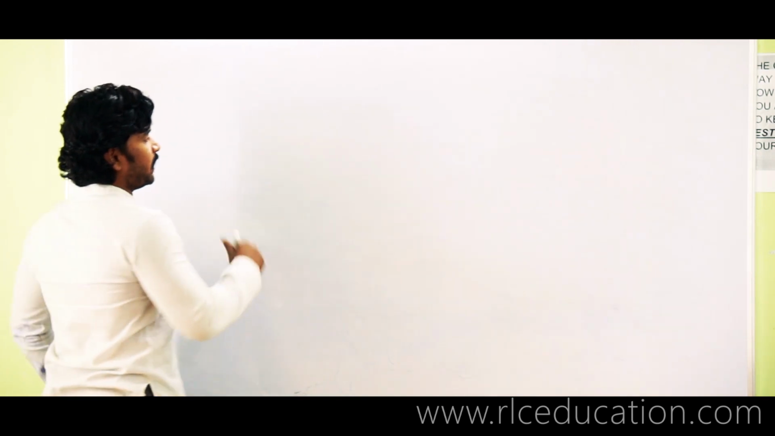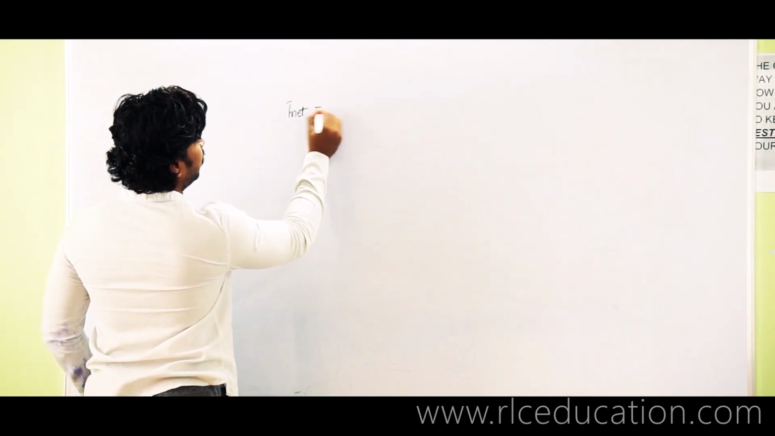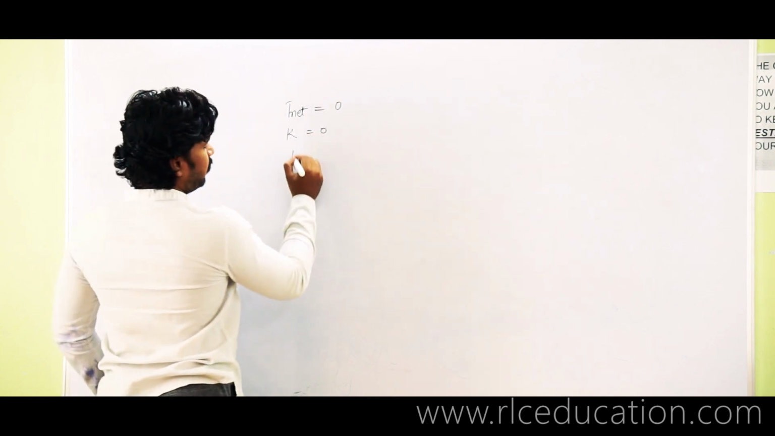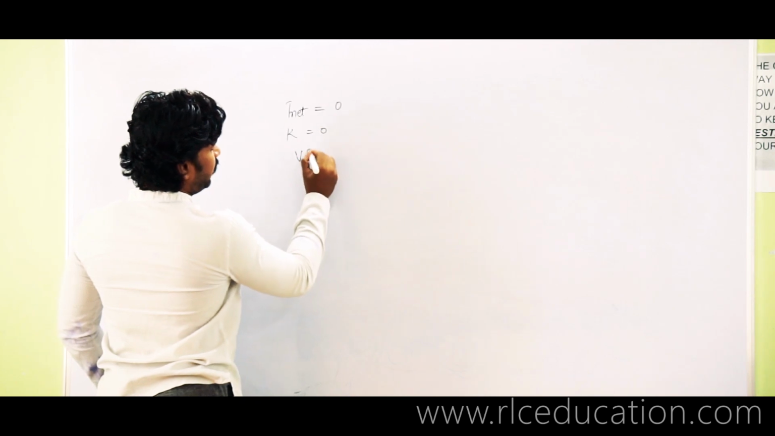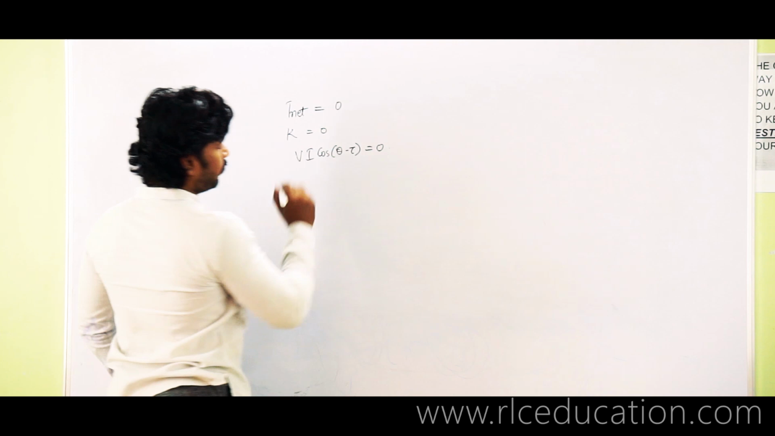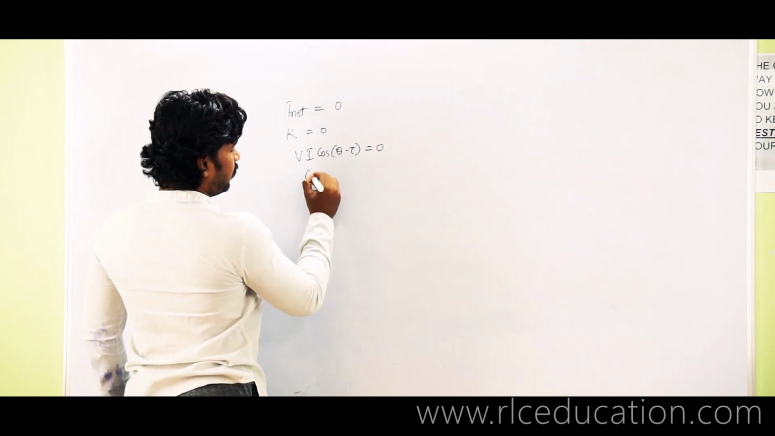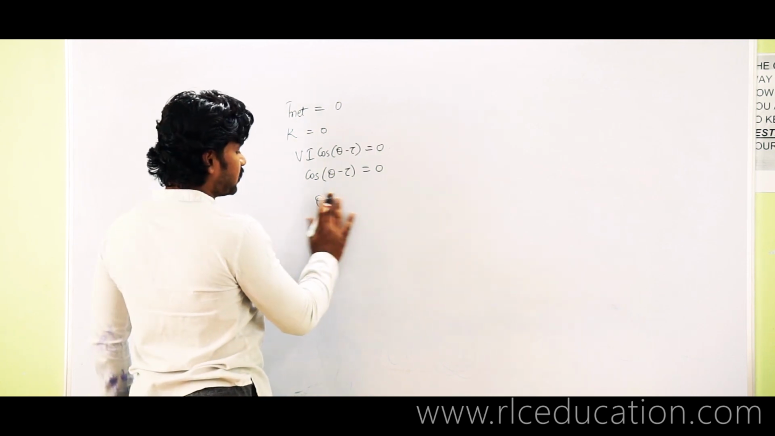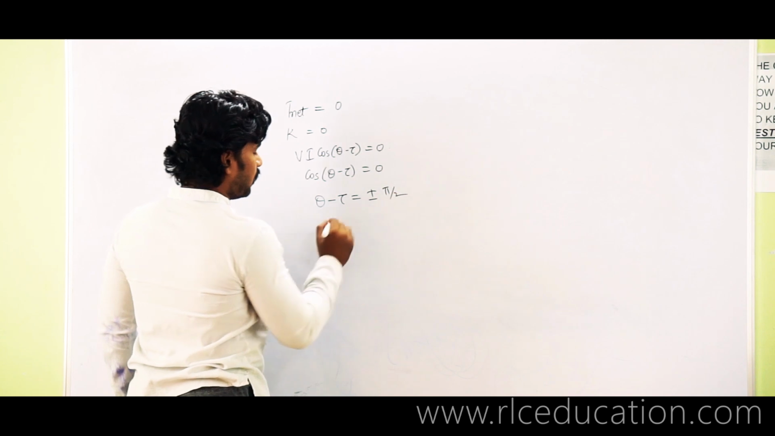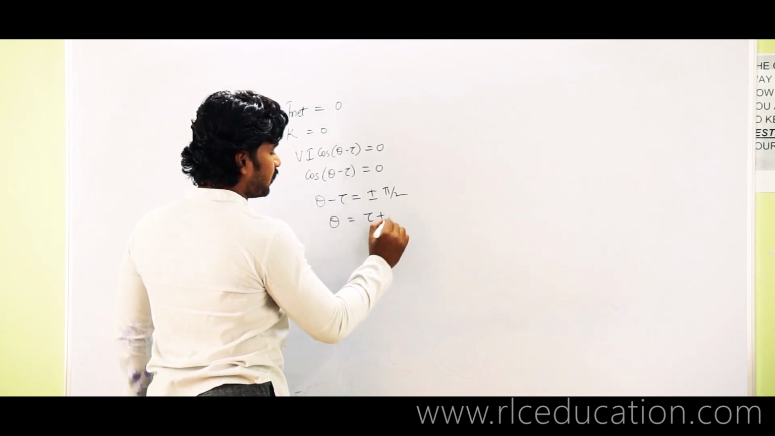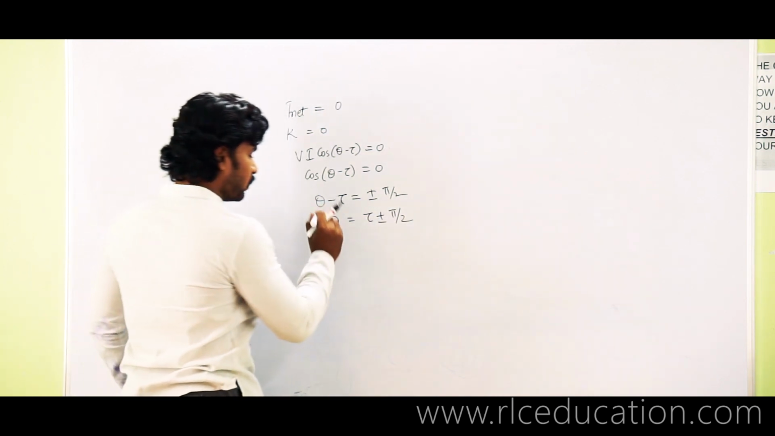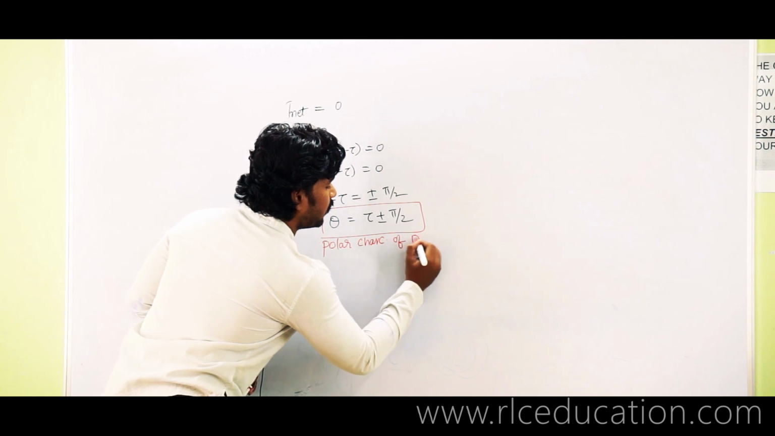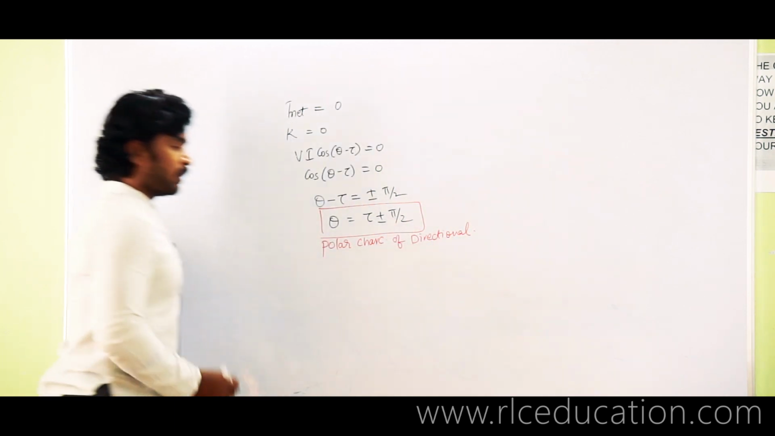Next aspect is, let us say under threshold condition, as we said, net torque produced will be equal to 0. Let us say spring torque is also equal to 0. Then the value of torque, V into I cos of theta minus tau, will be equal to 0. That means cos of theta minus tau is equal to 0, and theta minus tau can be written as plus or minus pi by 2, or theta can be written as tau plus or minus pi by 2. This particular equation is called the polar characteristic of a directional relay. So this may be directly asked in your competitive exams.